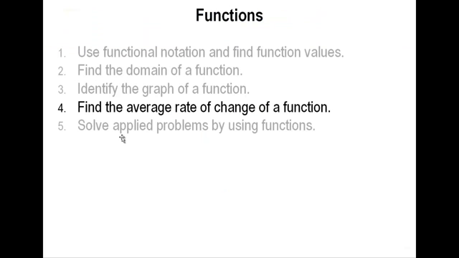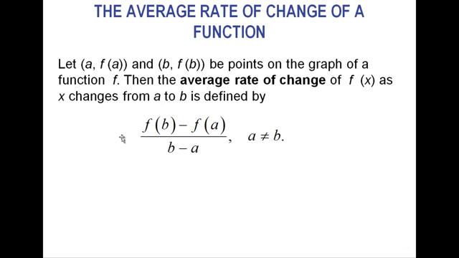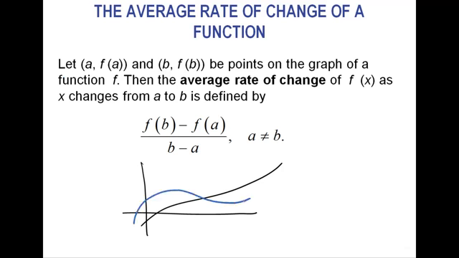Okay, finding the average rate of change of a function. Well, average rate of change is a fancy word for a straight line that connects two dots. If I have a function that looks like anything, doesn't matter what it looks like, curvy or whatever. Let's say my function looks like this or like this. It doesn't matter what it looks like.